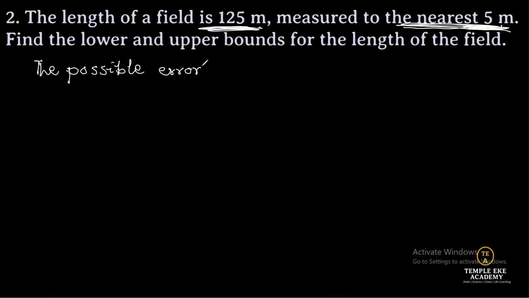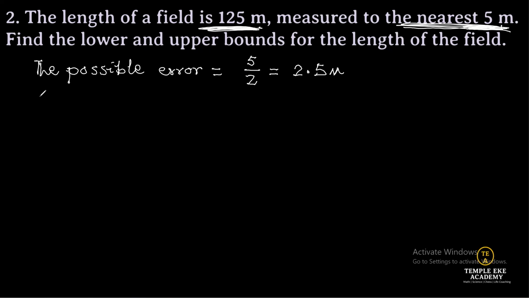The possible error is simply the degree of accuracy divided by 2, which means 5, the degree of accuracy, divided by 2. And that's going to give us 2.5 meters, because we have that as the unit of measurement. The possible error is 2.5 meters. With this possible error, we can find the lower bound and the upper bound right away.